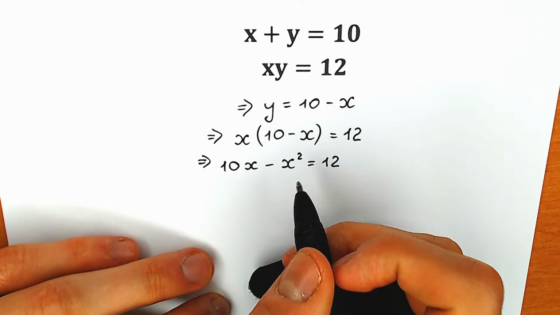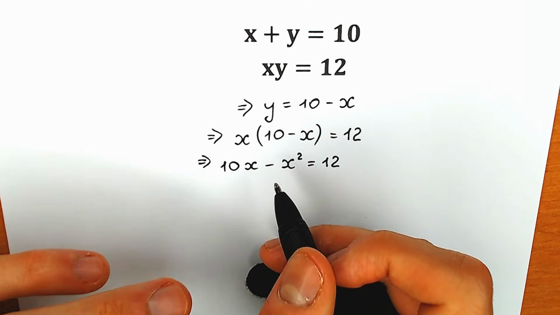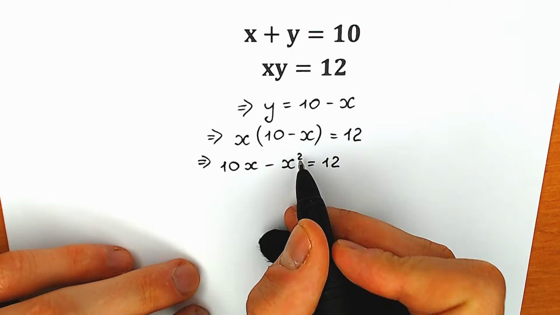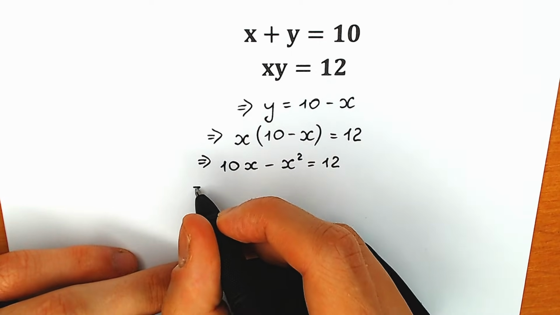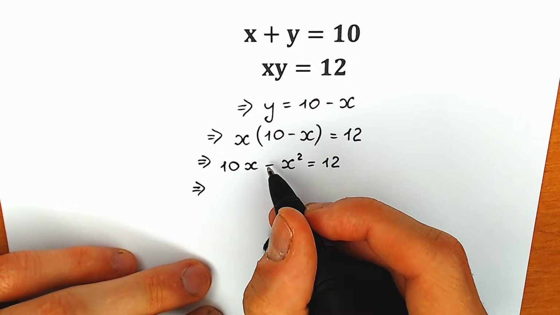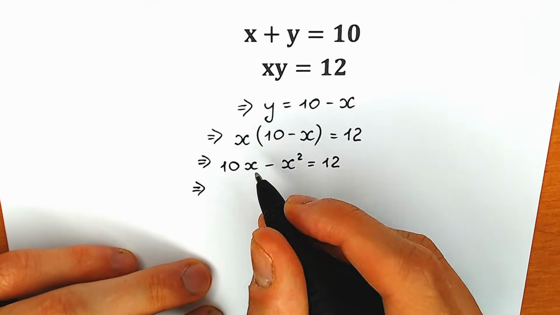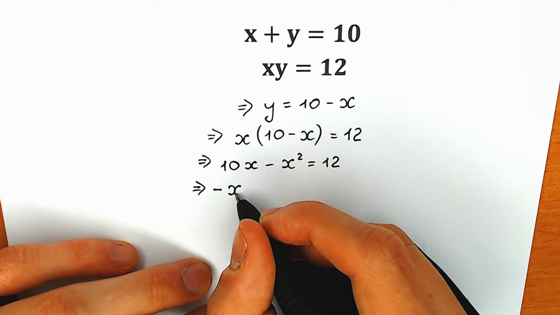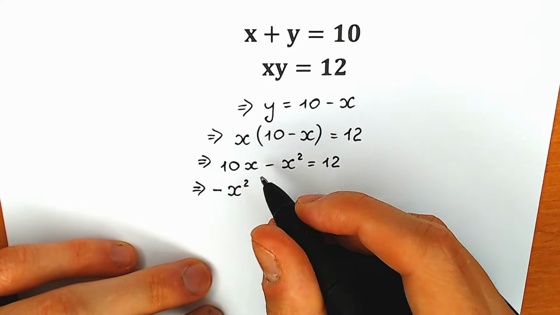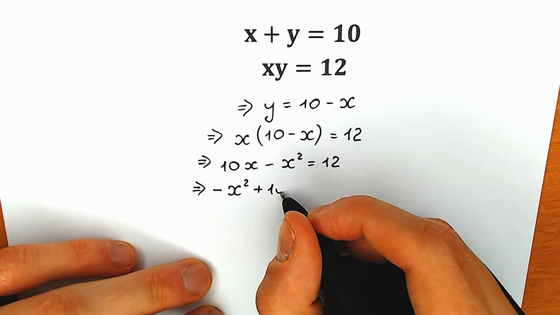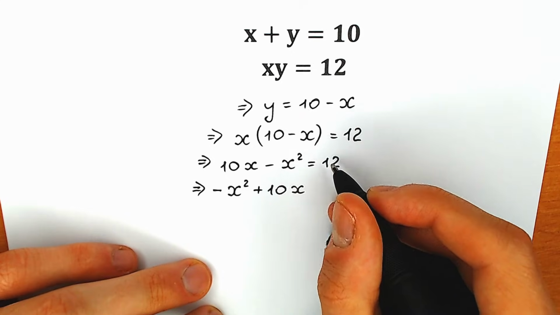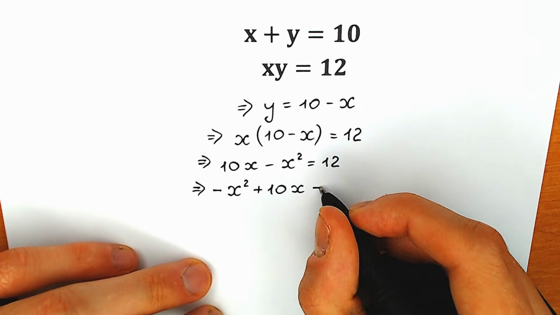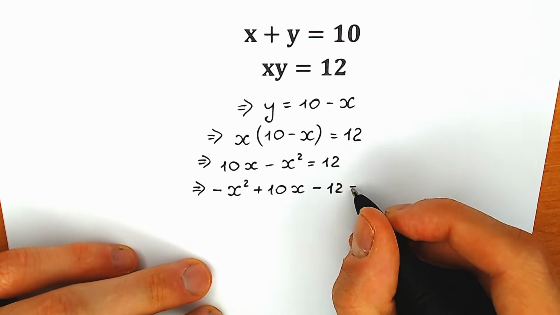Okay, right now let's change the order because it looks like this is a quadratic equation. We have a square, we have x, we have a constant, but we prefer a slightly different order. First of all, let's write minus x squared in the first position. Secondly, plus 10x. And third, we're going to write this 12 on the left side, but with the negative sign. So minus 12 equal to 0.